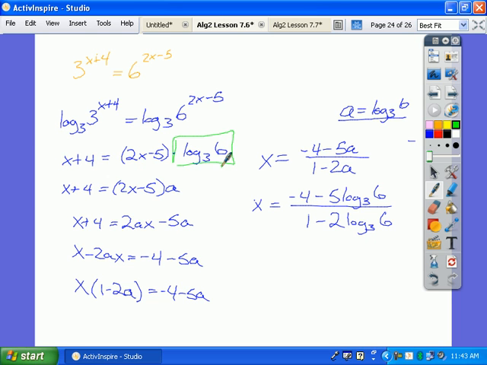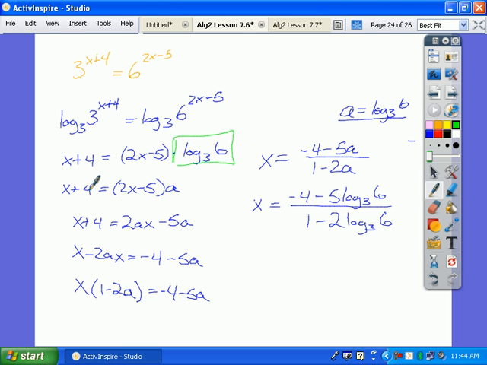How did I solve this? I took a log on both sides. On the one side, I just get x plus 4. On the other side, I use the power rule. I bring down the exponent. I now need to address what this piece equals. So I do a distribution.